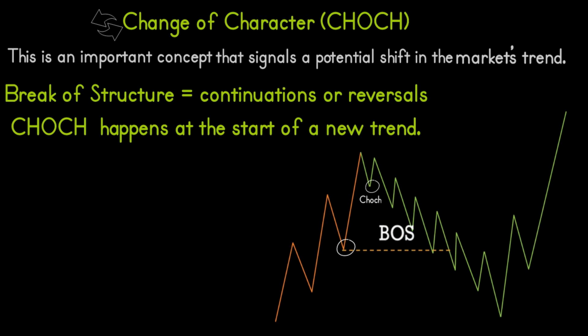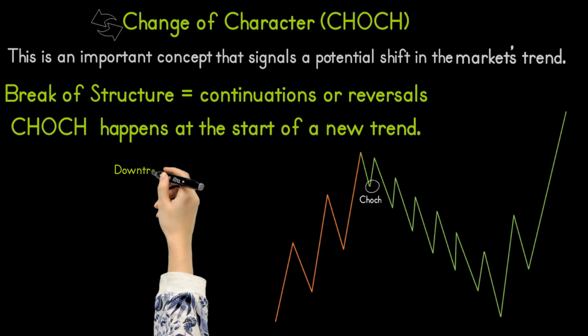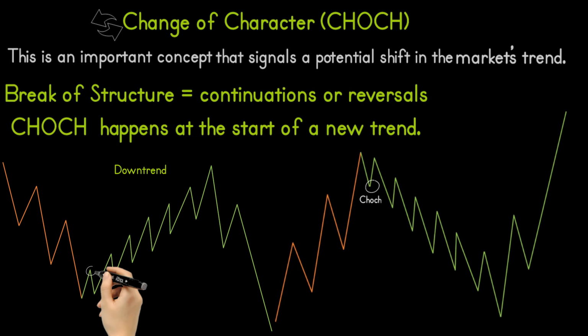How to spot CHOCH. Identify the previous trend. First, determine whether the market is in an uptrend or downtrend. Look for the break. In an uptrend, a CHOCH is seen when the market breaks below the most recent higher low. In a downtrend, it's when the market breaks above the last lower high. Confirm the shift. Wait for price action to confirm the change. A single candle may not be enough. Wait for a close below or above the critical level to avoid false signals.